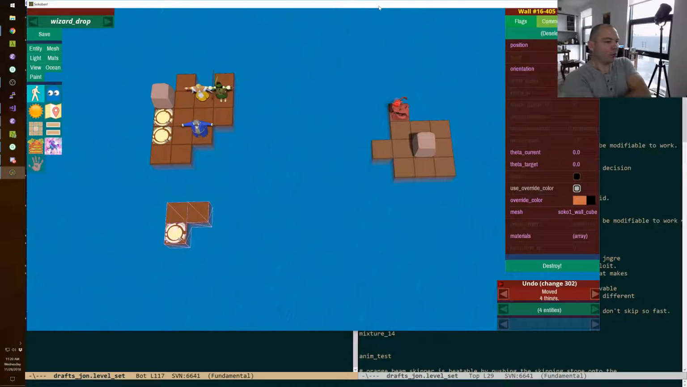So here we have an interesting thing, which is that anything that lets us drop a block in a square also lets us walk across.